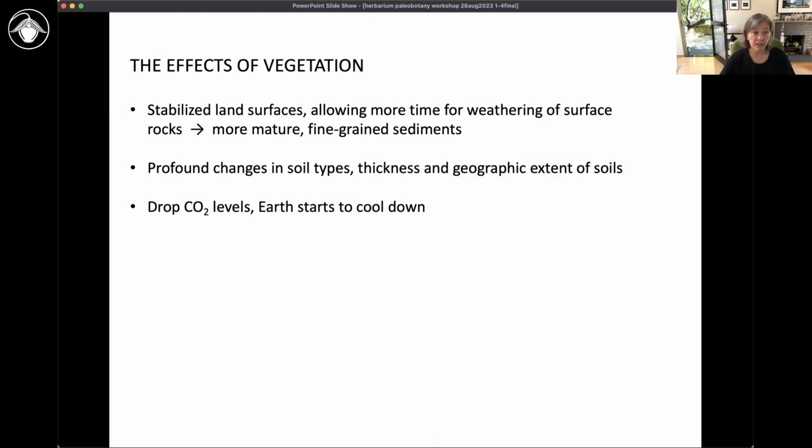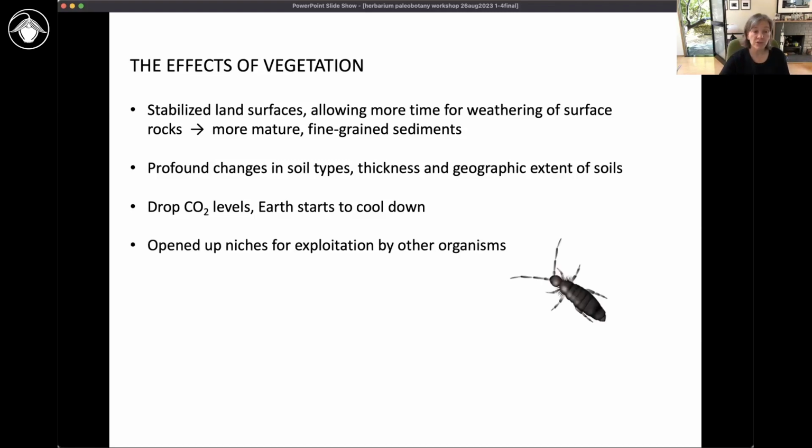So the effect of vegetation: they stabilize land surfaces, allowing more time for weathering of the surface of rocks, and more mature fine-grained sediments, paleosols, appear on the landscape. We see profound changes in soil type, thickness, and geographic extents of where those soils are. CO2 levels drop and Earth starts to cool down. And this also opened up niches for exploitation for other organisms.